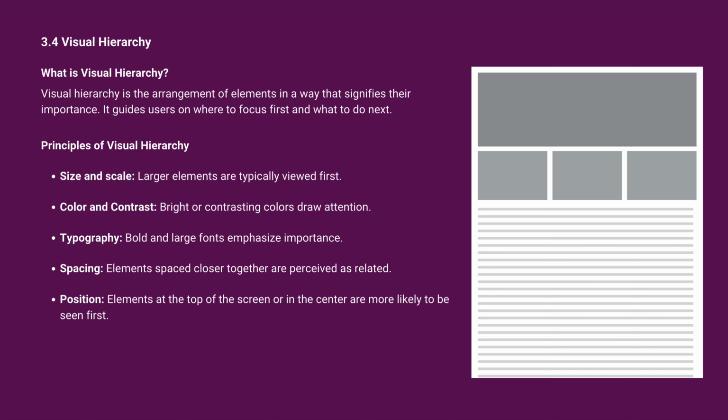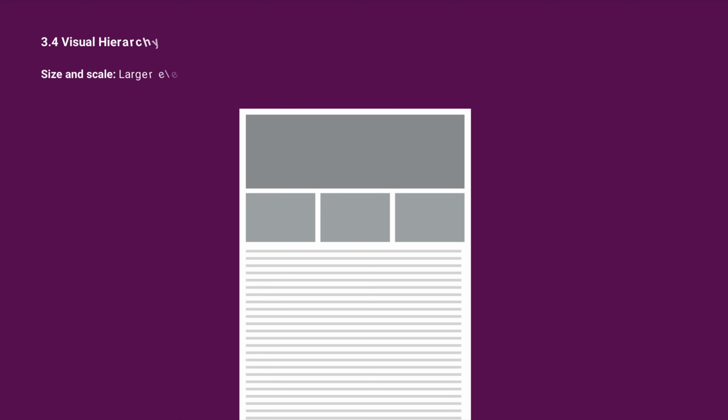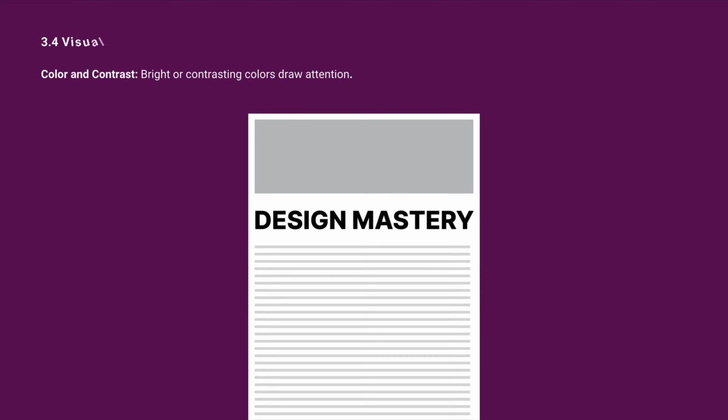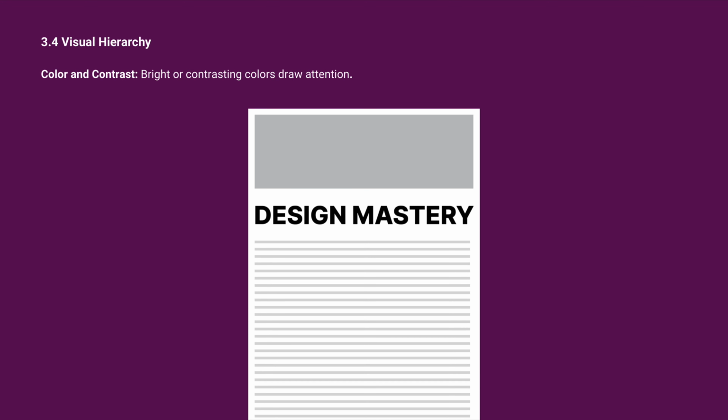So let's see some illustrations that explain all these principles. The first one is size and scale. Here we said earlier, this image is bigger, so typically the user will be drawn to this big image before any other item on the page. The next one is color and contrast. When I switched to this page, the first thing that caught your eye was the DesignMastery, even before this image at the top. So that is one effect of color and contrast on your design.